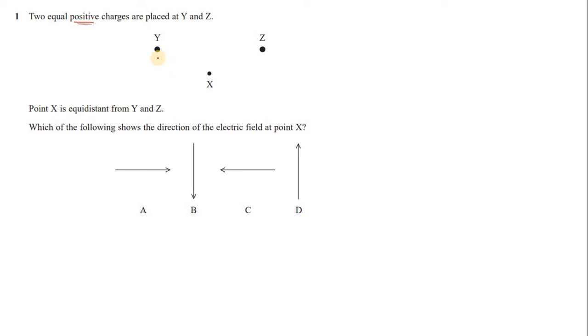So the electric field due to Y at X will be in this direction. This is the electric field EY. And the electric field of Z at point X will be in this direction. Let me draw EZ. So we have two electric fields acting at point X, and electric field is a vector quantity, and we need to find the resultant of these two electric fields.